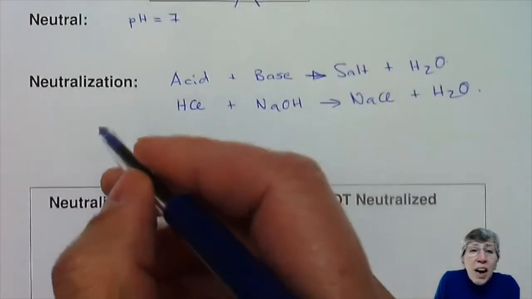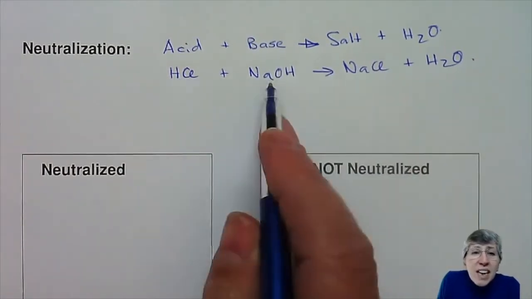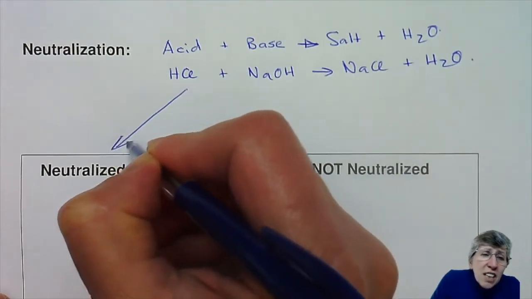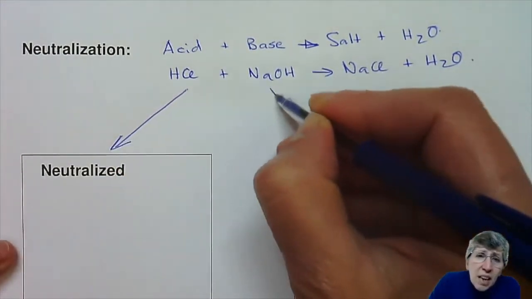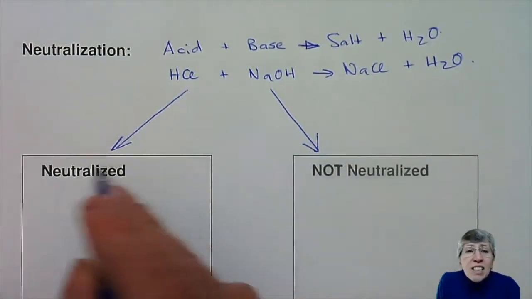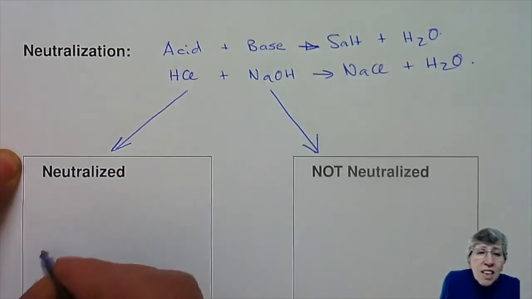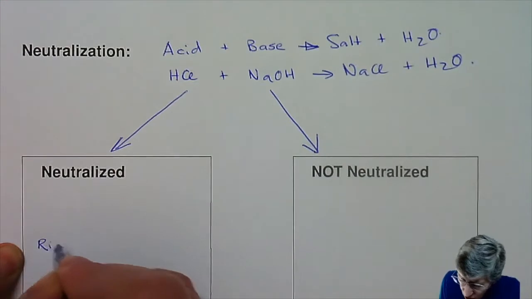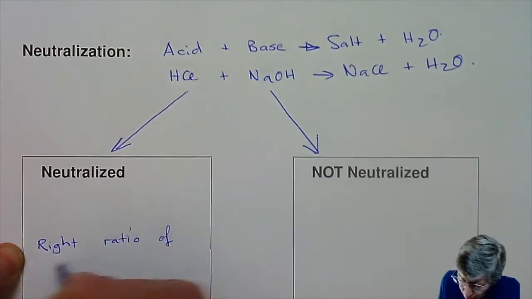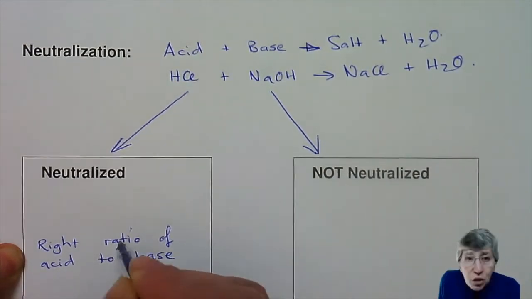But when you have neutralization, there can be two outcomes. When you add acid to base, you can end up with a neutralized solution, or you can end up with something that is not neutralized. Now, neutralized doesn't mean pH 7. What you have to know when you read neutralized is that they are in the right ratio of acid to base.